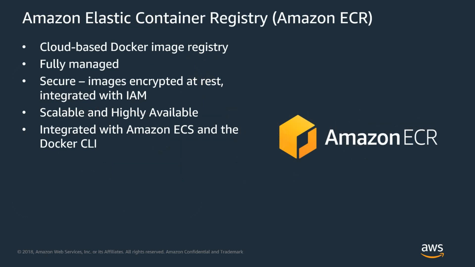And if you want to run your containerized application in AWS, you need a Docker registry. Amazon Elastic Container Registry, or ECR, is a fully managed Docker container registry that makes it easy for developers to store, manage, and deploy Docker container images. And ECR stores your container images in Amazon S3, so your data is redundantly stored across multiple facilities and multiple devices in each facility.